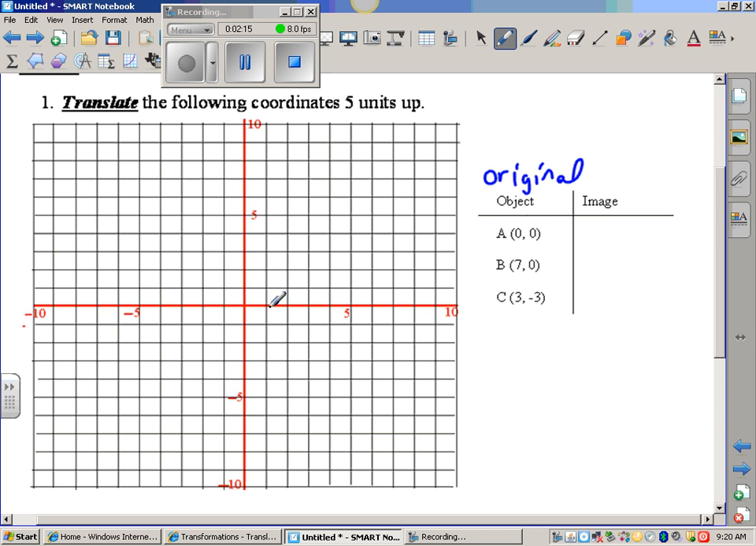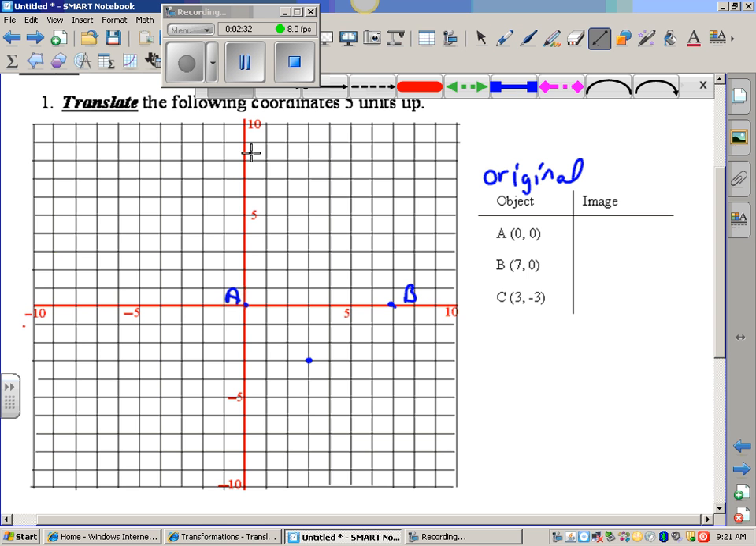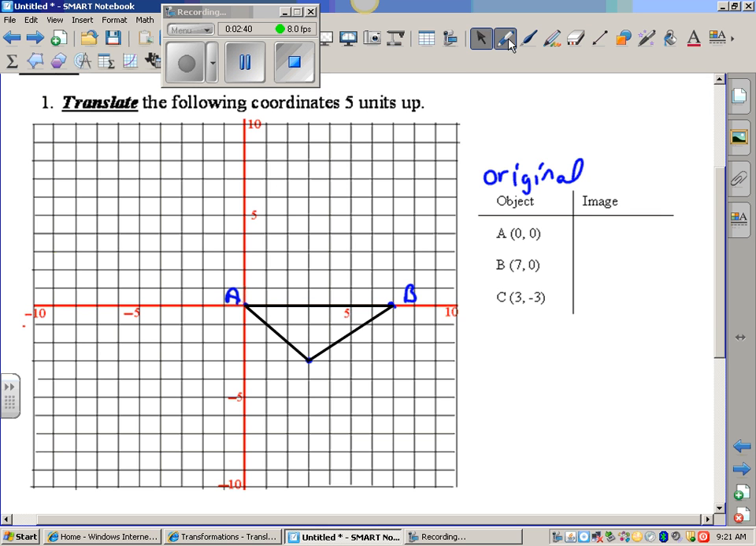So you're always walking before you climb or fall. When you plot your point, you're also, of course, going to label. So that's point A. B, you're going to walk to 7, 0, label that B. And C is 3, -3. You're going to always use a straight edge, very important. It's a little bit harder for me on the smart board, but for you with a straight edge, it'll be really simple. So now you have your triangle.